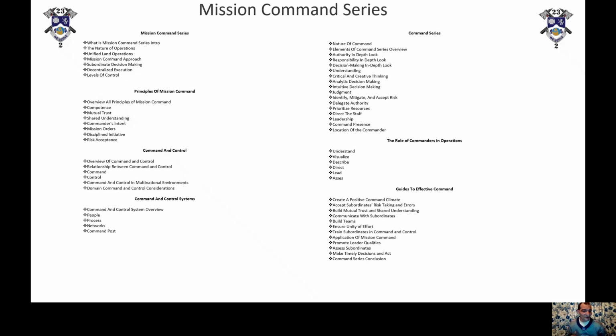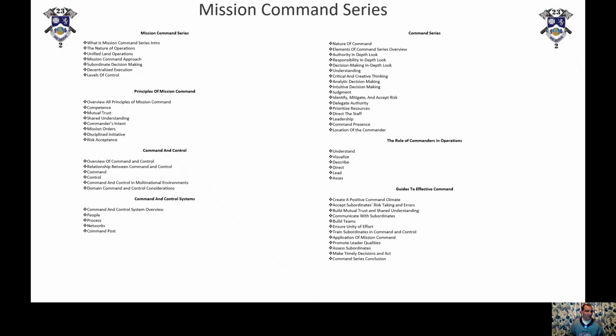Then we're going to hit on the principles of Mission Command. I want to do a quick, fast, easy video of all the principles of Mission Command. Then I actually want to break them up and talk about competence, mutual trust, shared understanding, commander's intent, mission orders, discipline, initiative, and risk assessment in separate videos with a more in-depth look at them.